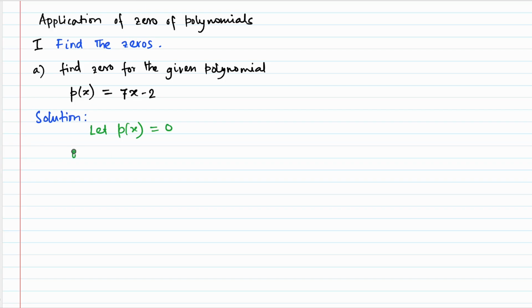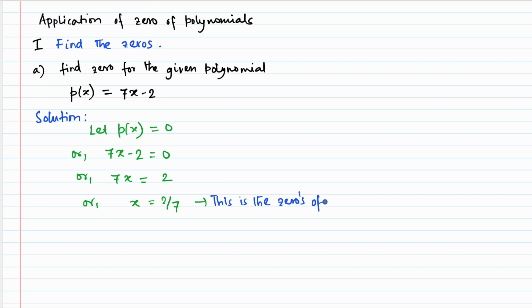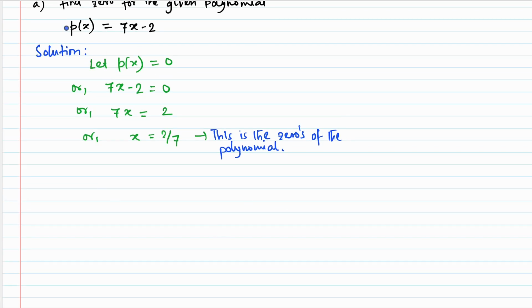Here we will see p(x) equal to 7x minus 2. It is linear. So set p(x) to 0, then 7x minus 2 is 0. So 7x is equal to 2. So x equals 2 by 7. It's very simple. This is the zero of the polynomial.